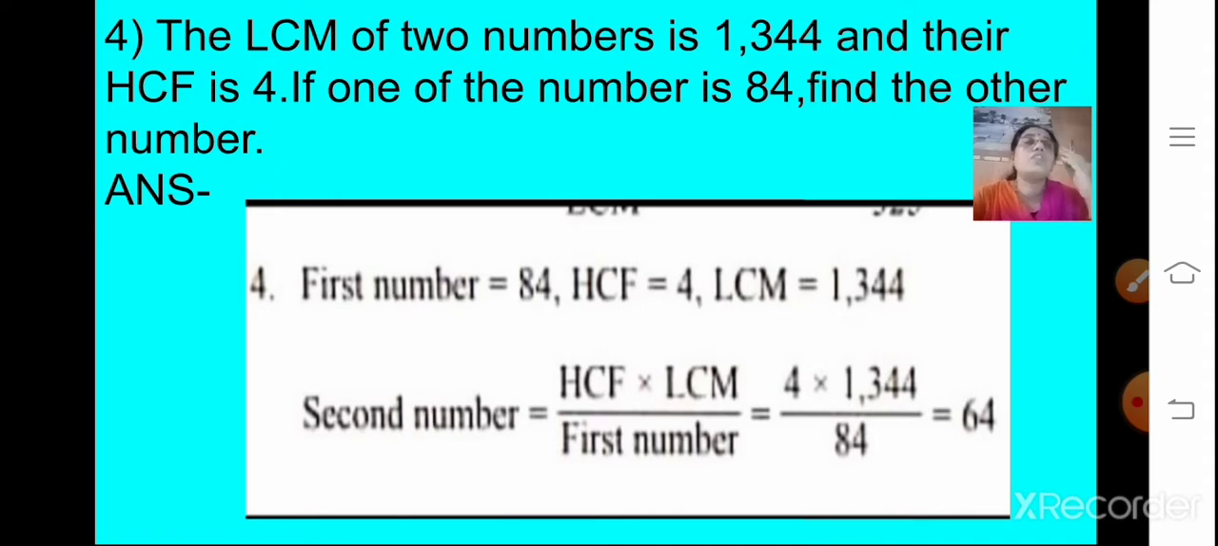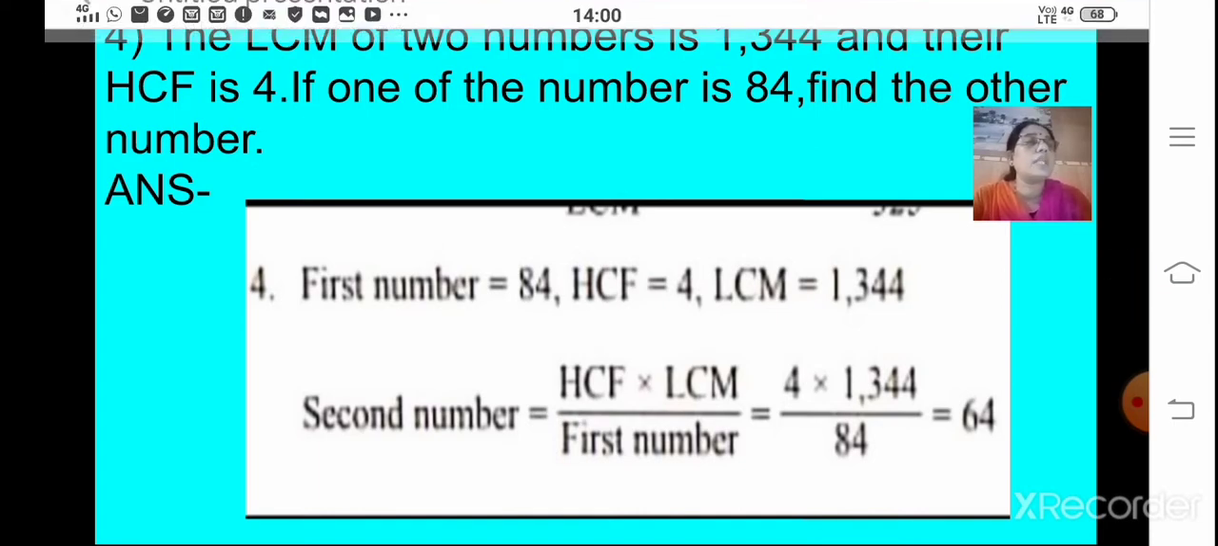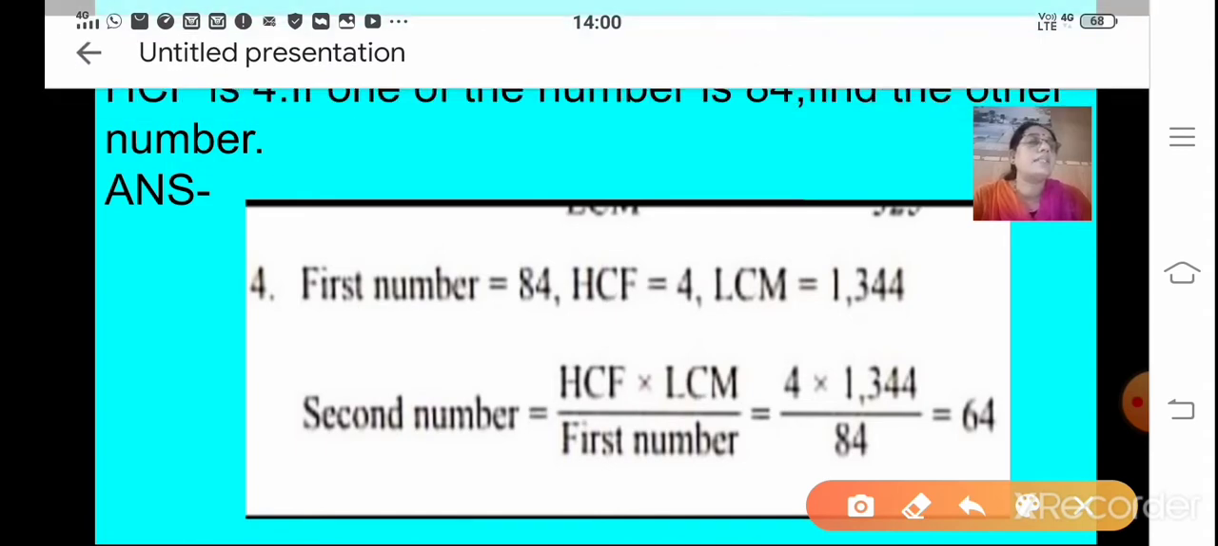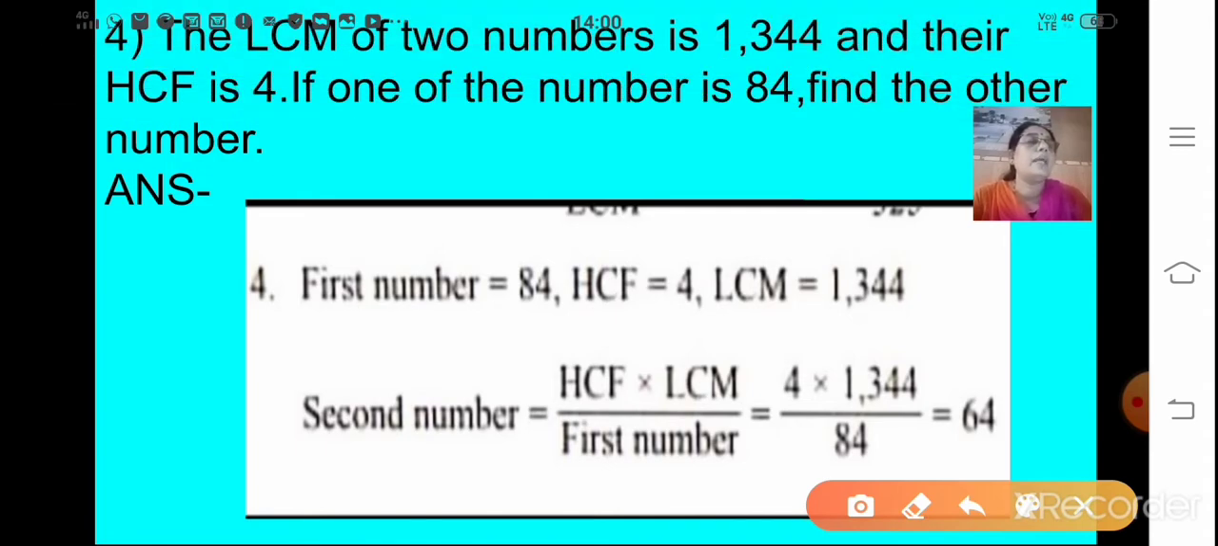So first number is given as 84, HCF is given as 4 and LCM is given as 1344. Now to find the second number, your formula is HCF into LCM divided by the first number. So HCF is 4 into 1344 divided by your first number, that is one of the numbers given, 84. Here also you can use the cancellation method, or what you can do is multiply these two numbers and then divide it by 84. That is using the cancellation method.